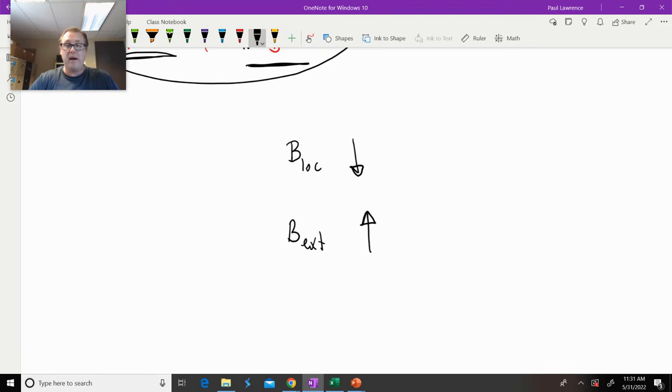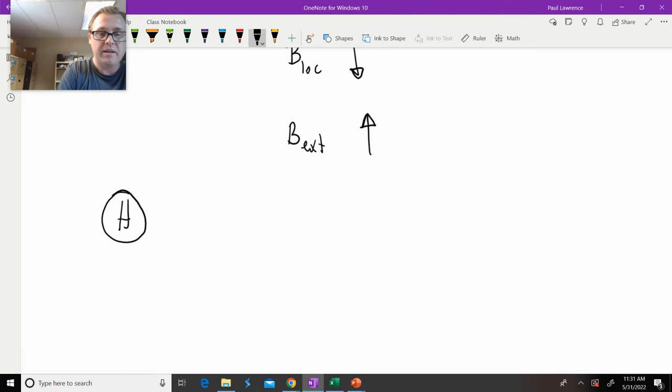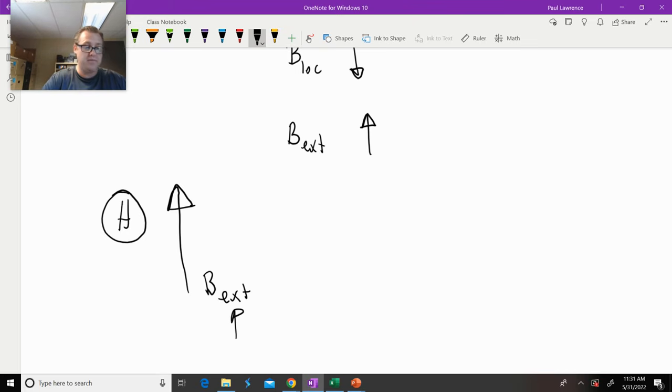Okay. Now, this opposition right here is going to make the nucleus of the proton do something a little different. Recall if I had a proton, and we place that proton in an external magnetic field. Let's put that back down there. So the proton is going to feel the external magnetic field.